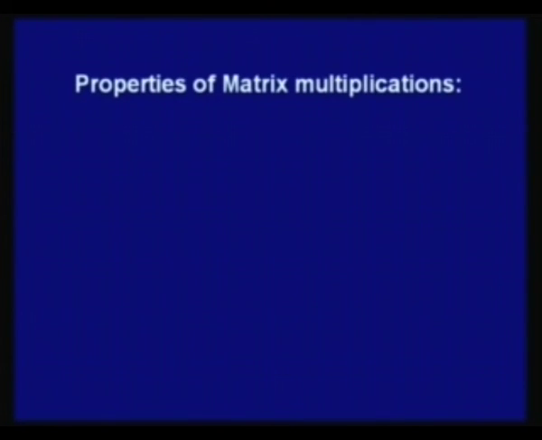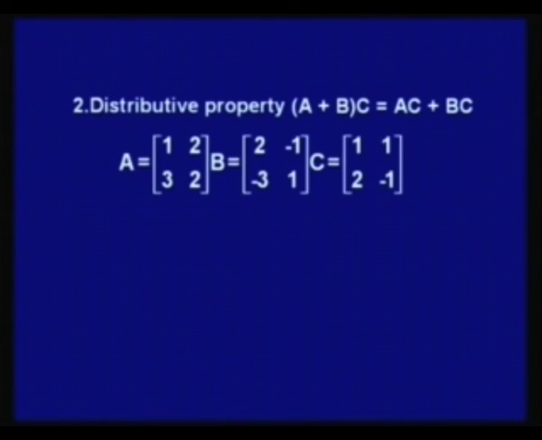Next property of matrix multiplication is the distributive property. By this I mean to say, I have 3 matrices A, B and C. A and B are added together and then multiplied by C, which is the same as if you first form the product AC and then form the product BC and then add together AC plus BC, and the result is the same. So, we say multiplication is distributive over addition. I can illustrate this with this example.